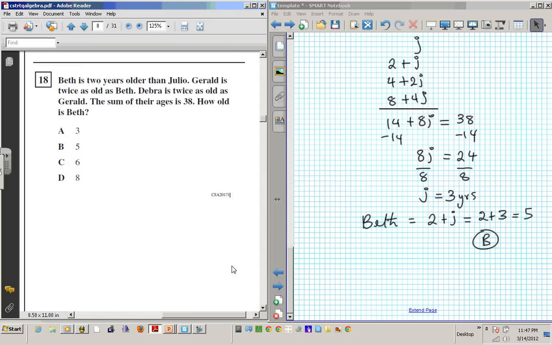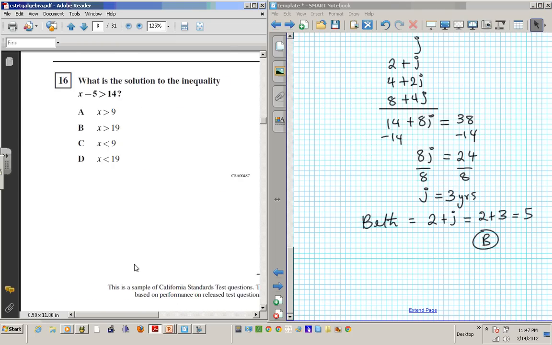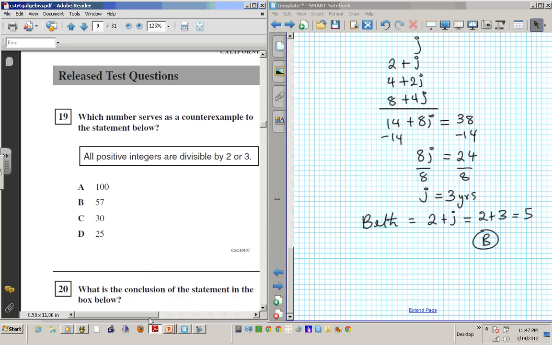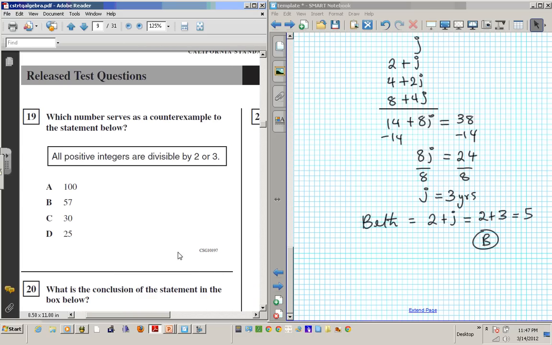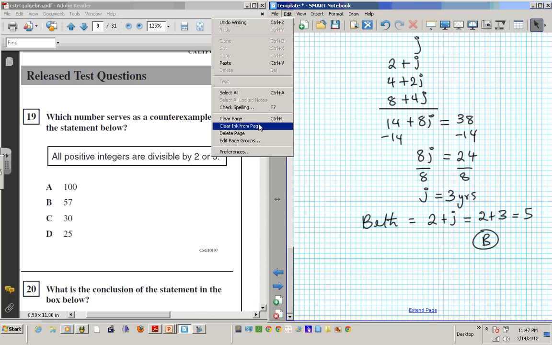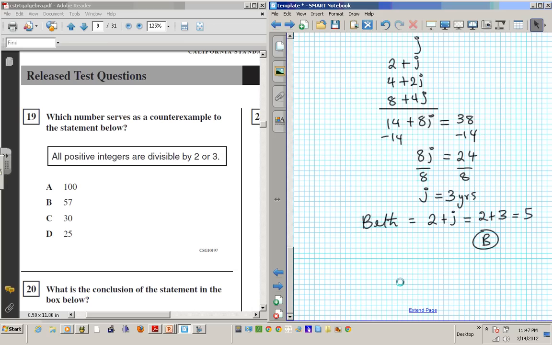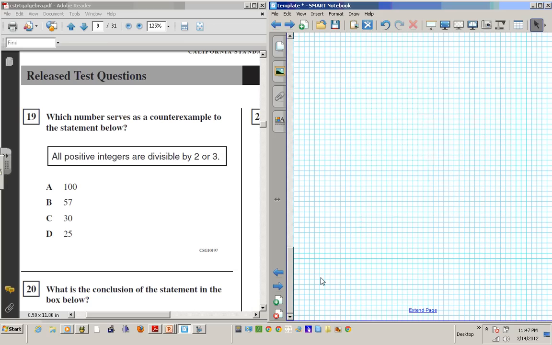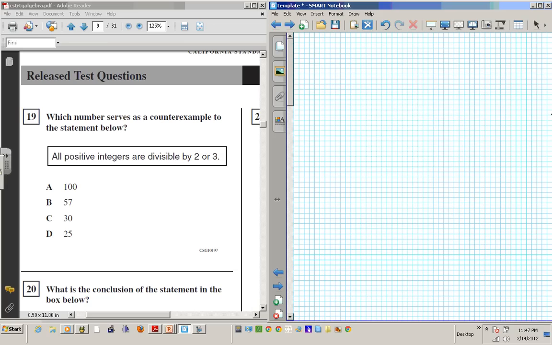Let's move on to number 19. It says all positive integers are divisible by 2 or 3, which serves as a counterexample to the statement below. So if you can come up with a number that is not divisible by 2 or 3, then that's your answer. Okay? A, 100. 100 is even. Any number that's even is divisible by 2 because 100 divided by 2 is simply 50. So this is not good. We need something that's not divisible by 2 or 3.